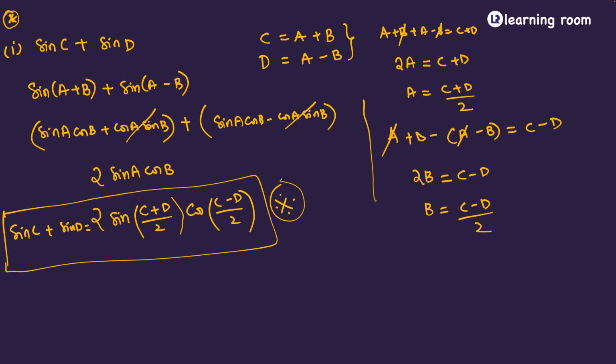As I told you, it is my wish that you don't look at a formula while solving problems. Second, sine c minus sine d. Again, you will take c to be a plus b and d to be a minus b. Actually, this identity came from the reverse order. Since we know sine of a plus b and sine of a minus b, what will happen if you add them and subtract them? That is the meaning.